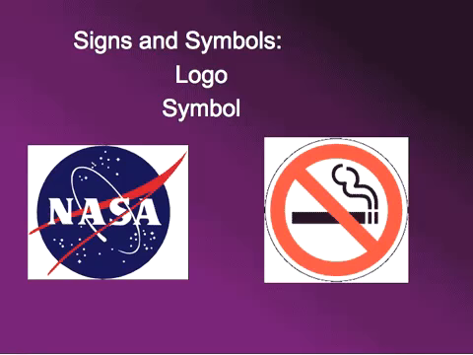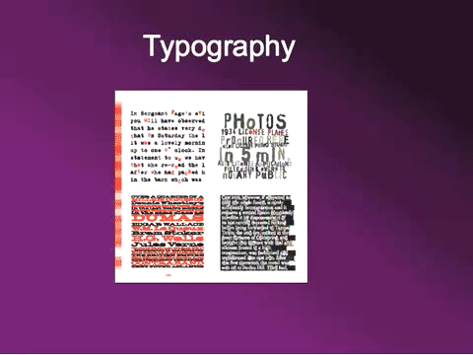On the left you see a logo for the company NASA. There are letter forms combined with images that help express the company's identification or goal. On the right we see a symbol. There are no words, but the meaning is quite clear. Letter forms are art forms.